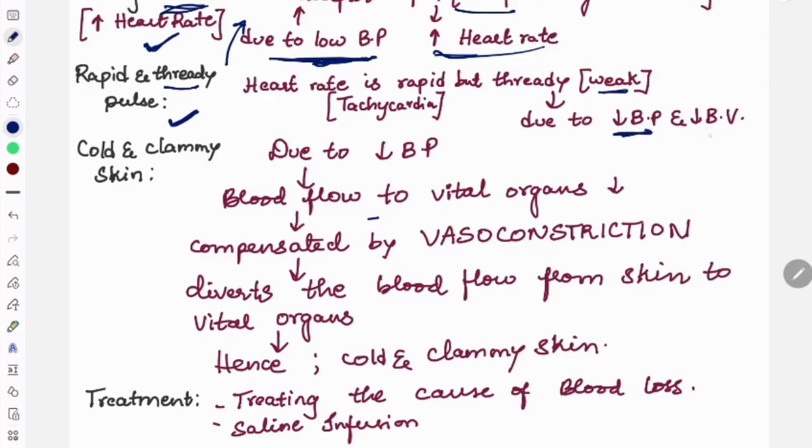Because of low blood pressure, and low blood pressure means there is low blood volume. If the blood volume is low, then the blood pressure will be low. If there is a very small amount of blood in the person, then the pulse cannot be palpated in a proper, normal position. That is the reason behind rapid and thready pulse.